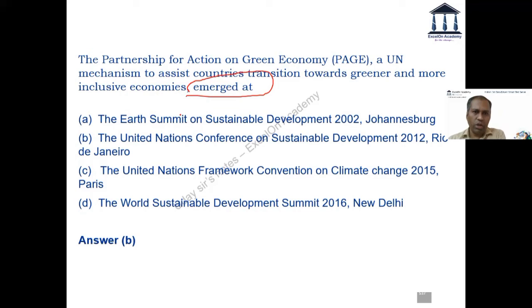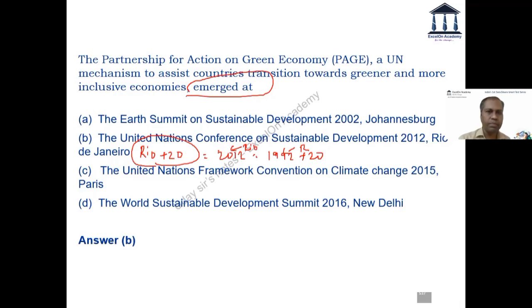By the way, in our class, if you remember, at least two or three times I have mentioned this term, Rio plus 20. Do you remember this term? Rio plus 20 summit. Why? Because 2012 is equal to 1992 plus 20. So this was also Rio and this is also Rio. That's why it's called Rio plus 20.